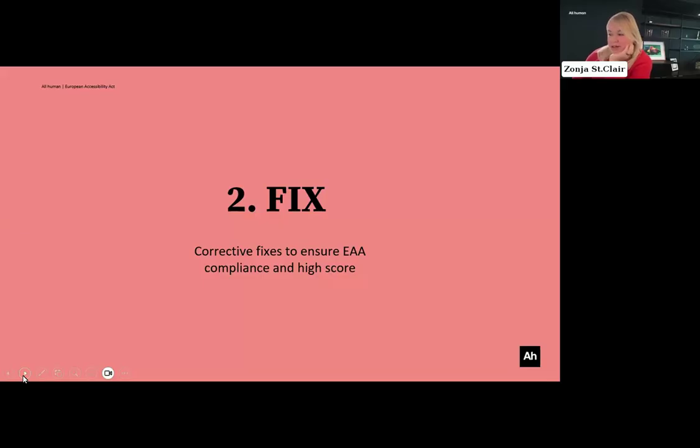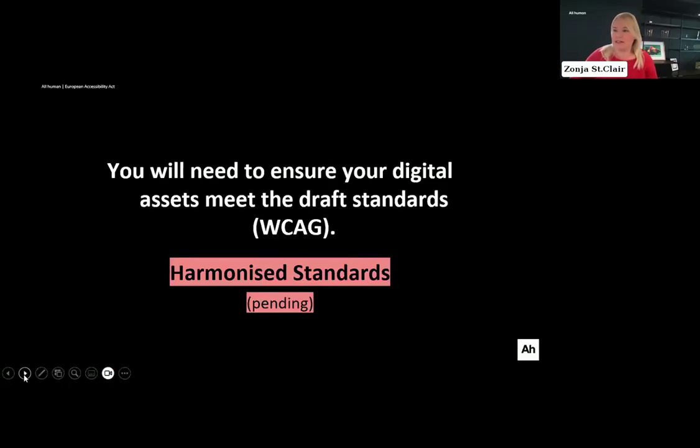Yeah, I'll take you through the steps on how to prioritize the issues that are identified in your audit, and also some of the main considerations for designers, developers, and content creators. So next slide there.